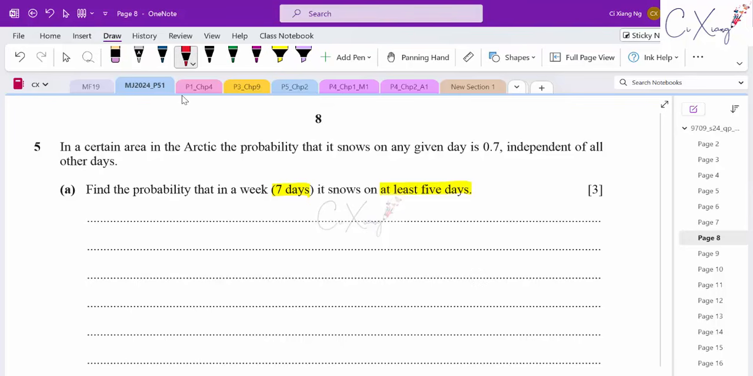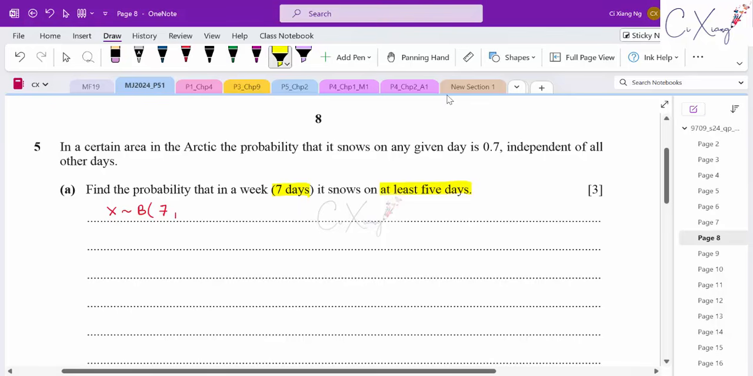So from here, I know that x is binomial distributed with n equals 7. And what's the probability for snowing in 1 day? It is 0.7, given in the question. So my p is actually 0.7. And just to recall a little bit, if you have a binomial distribution, to find the probability for x equals r, what's the general formula? You have to use nCr, p power r, then q power n minus r. So this is the general formula for binomial distribution.